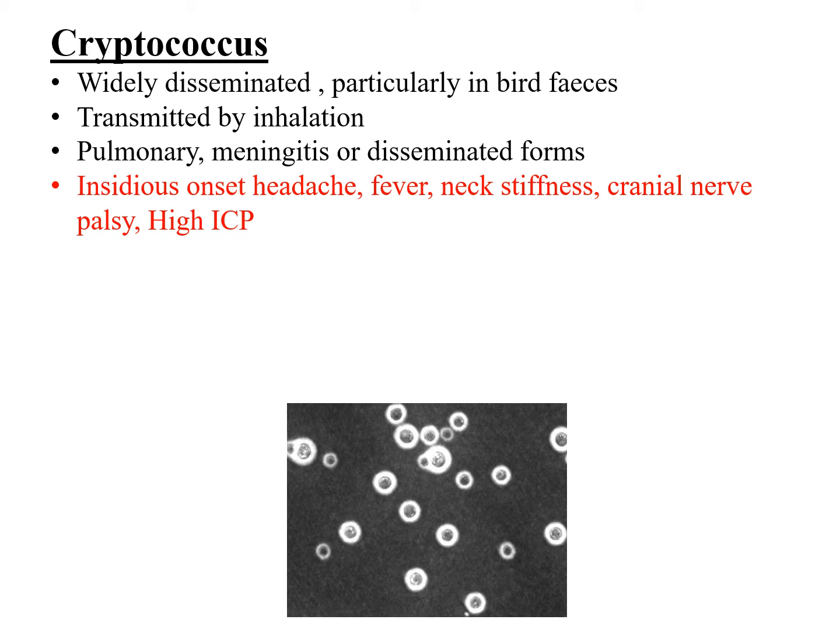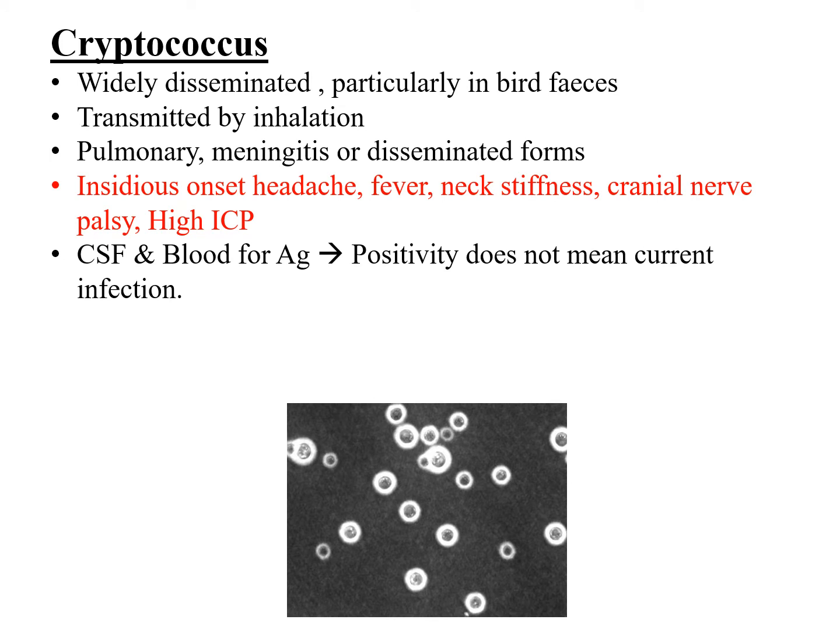What we see in HIV is the meningitic form, where the patient will have insidious onset headache. So it presents as a subacute meningitis-like illness. The patient will have predominant headache and neck stiffness, maybe a low-grade fever, and the patient has raised intracranial pressure. They can come with cranial nerve palsy, and you investigate these patients with cerebrospinal fluid analysis, which might show positive India ink, which you can see in this slide.